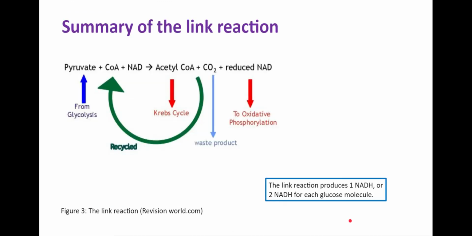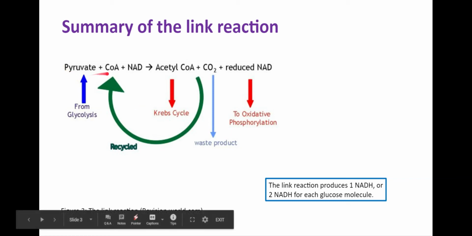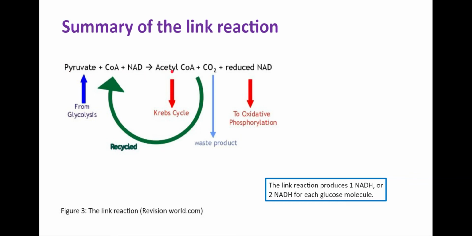The next stage, the link reaction, happens inside the matrix of the mitochondria. It happens twice because 2 pyruvate molecules are made, and the pyruvate molecule is combined with CoA and NAD to form acetyl-CoA, which is an enzyme, and CO2 as a waste product, as well as reduced NAD.